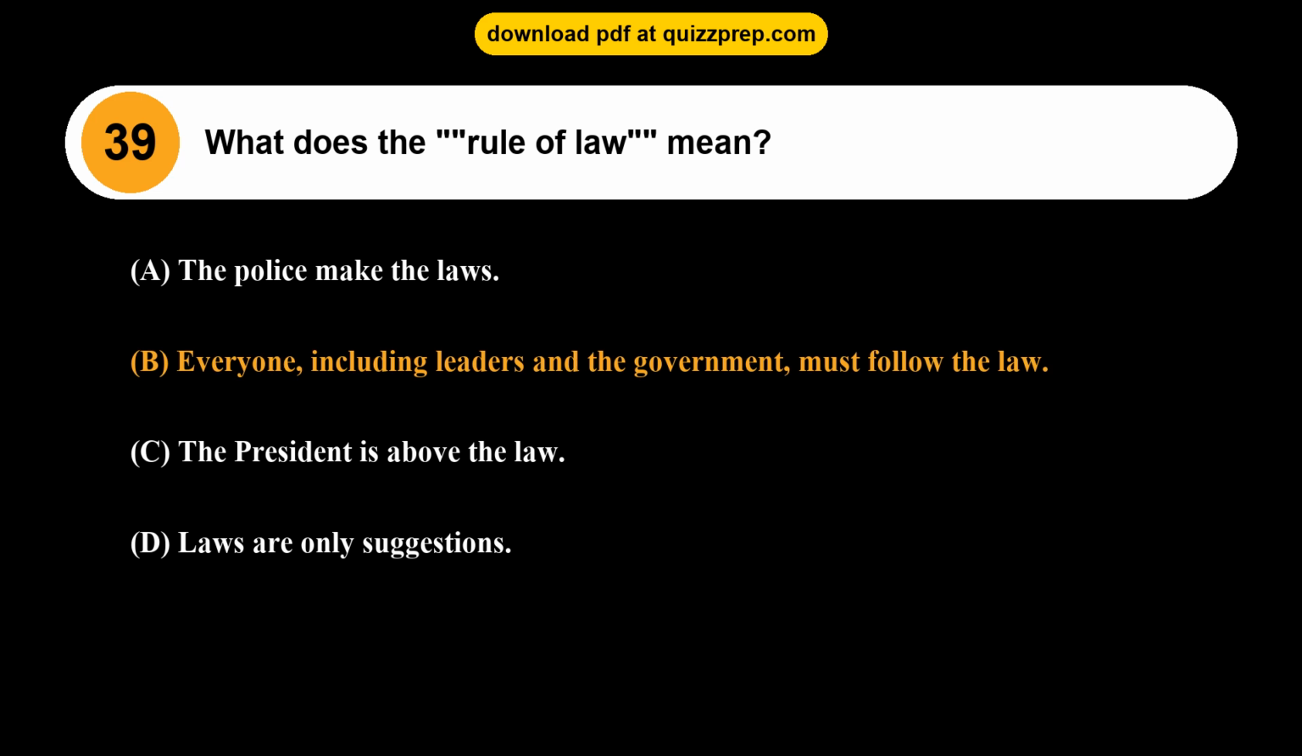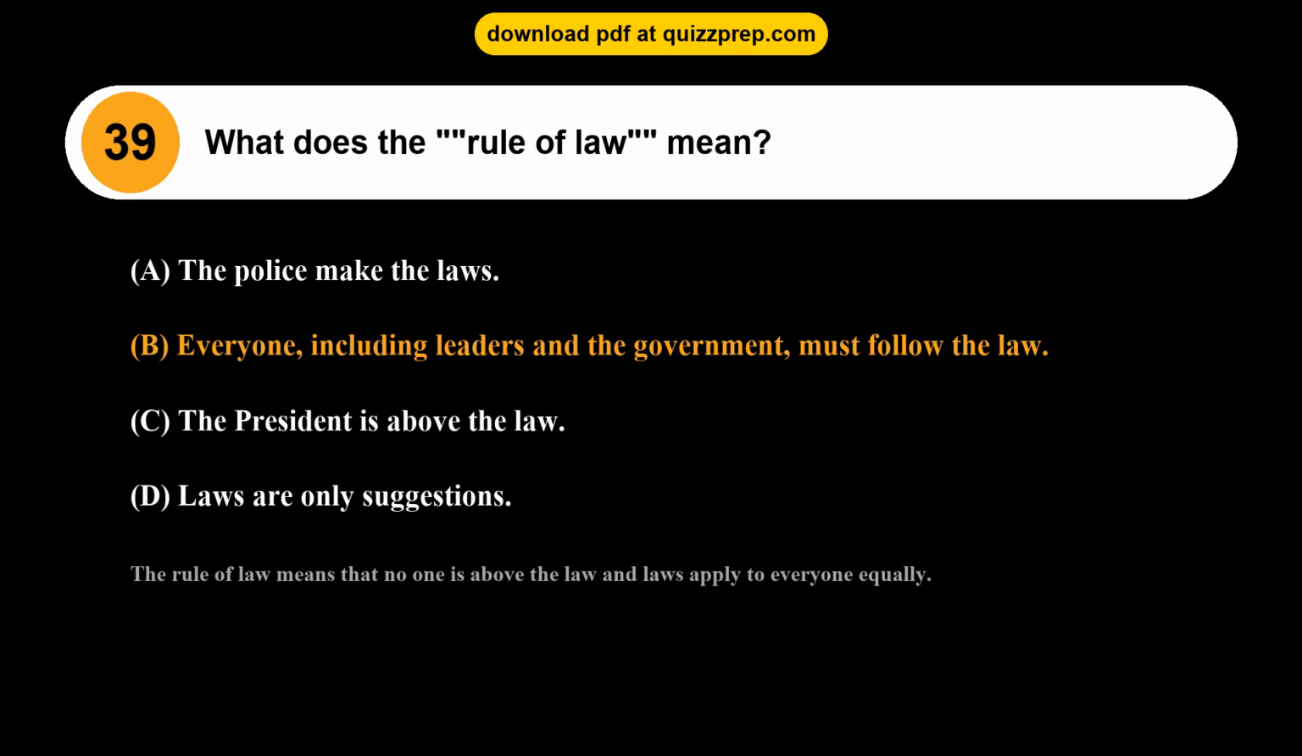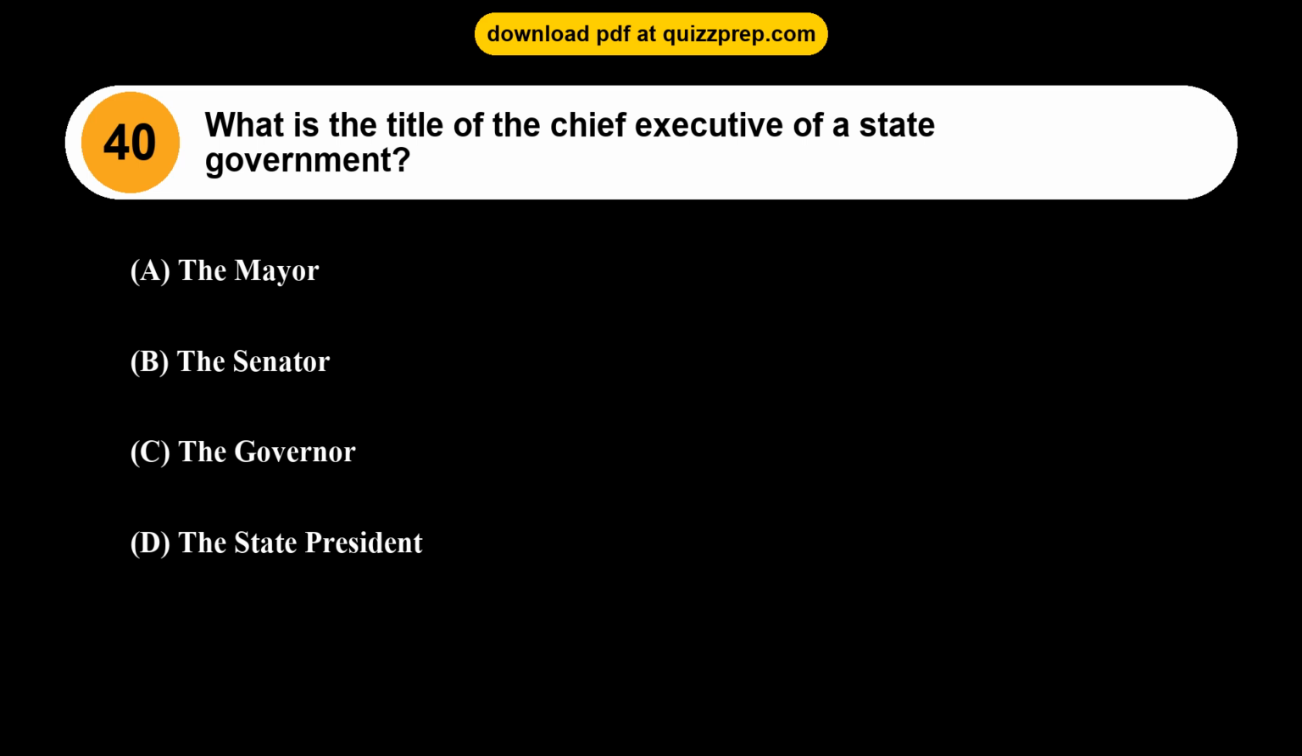The correct answer is option B. Everyone, including leaders and the government, must follow the law. The rule of law means that no one is above the law and laws apply to everyone equally. Question 40. What is the title of the chief executive of a state government?